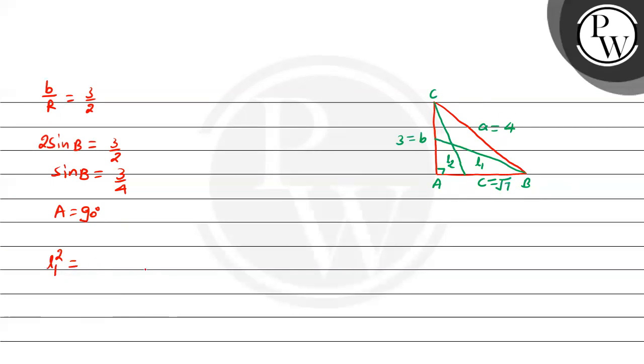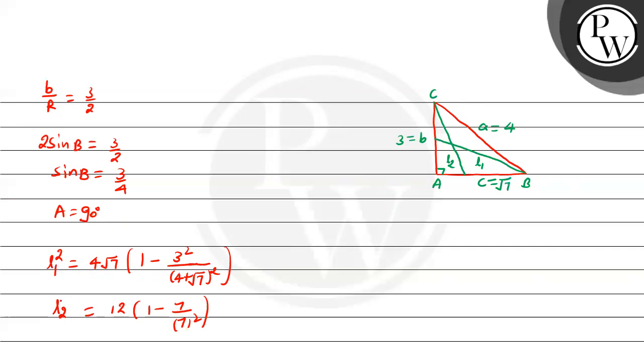So L1 square is equal to the product of these side lengths, that is 4 root 7, into 1 minus the B square, that is 3 square, divided by 4 plus root 7 square. Okay, so this is the value of L1 here. Similarly we can write L2. L2 is 3 into 4, that will be 12, into 1 minus root 7 square, that is 7, divided by 7 square. Why? Because 3 plus 4 is 7, so the square of it.